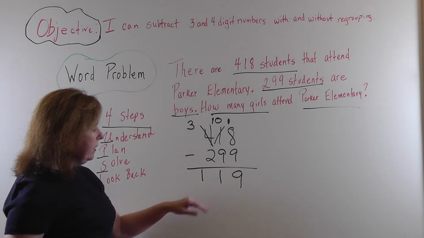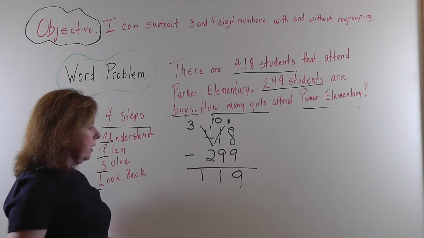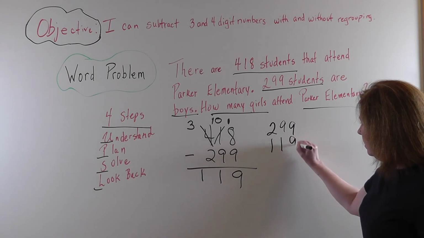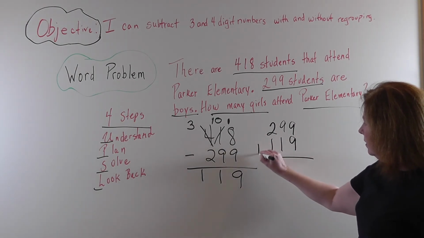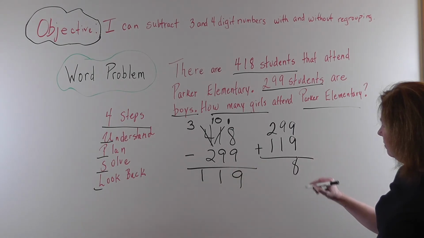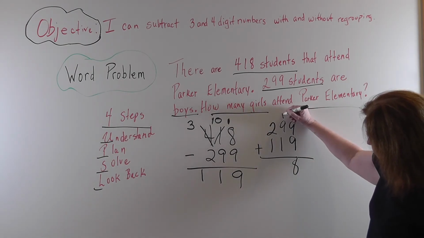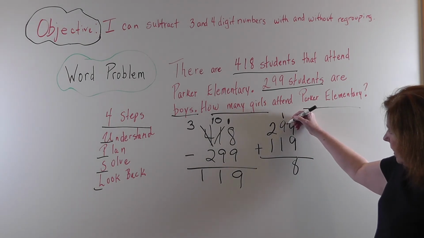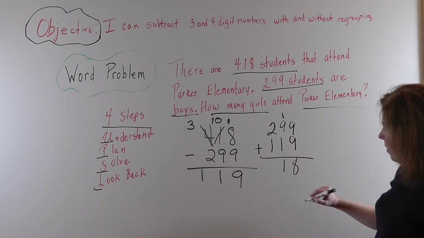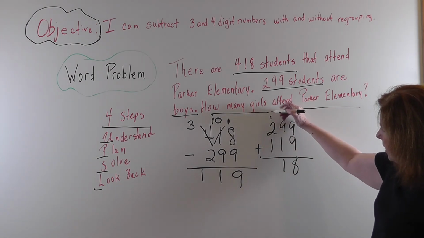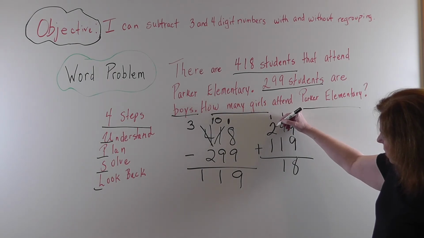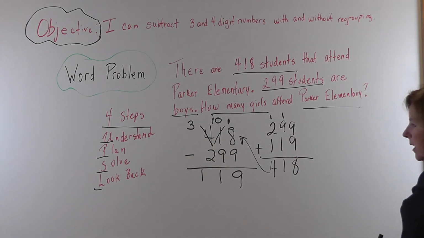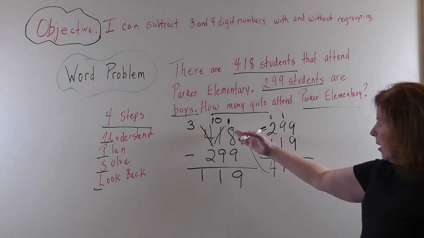Okay, so if I wanted to add 119 to 299, 299 plus 119, let's see if I come up with 418. 9 plus 9 is 18. Put down my 8, bring over my 10, regroup. 1 plus 9 is 10, plus 1 is 11. Put down 1 and bring over my 10 tens. 1 plus 2 is 3, plus 1 is 4. 418 is the same as 418. So I'm checking my work.